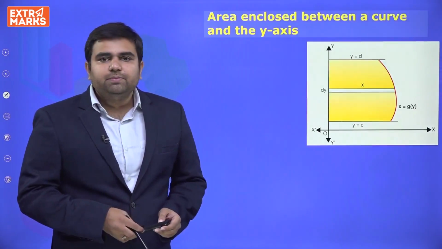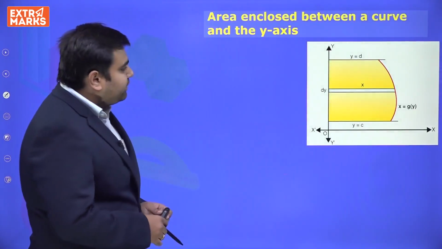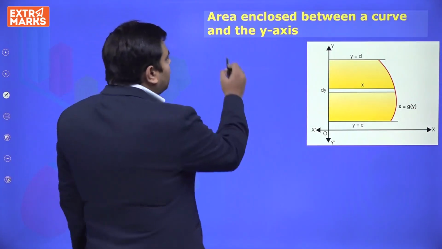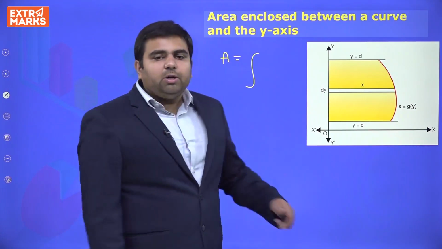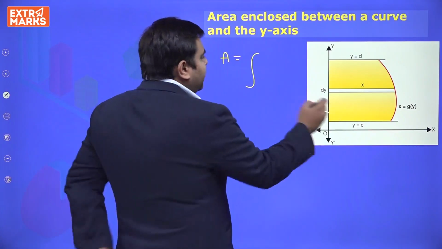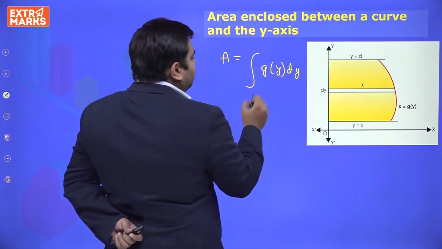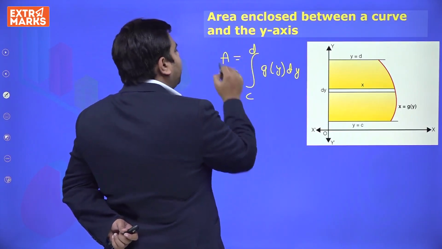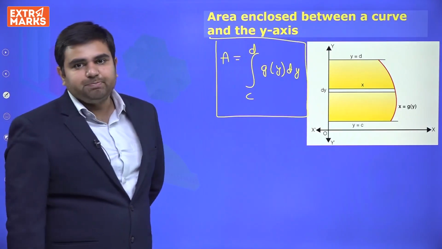Let's move ahead. Area enclosed between a curve and the y-axis. Although I have already discussed this, I will explain it once again. Earlier we were calculating the area with respect to the x-axis, now we are calculating with respect to the y-axis. And the area is the integral of g(y) dy between y equal to c and y equal to d. This is the area, right?